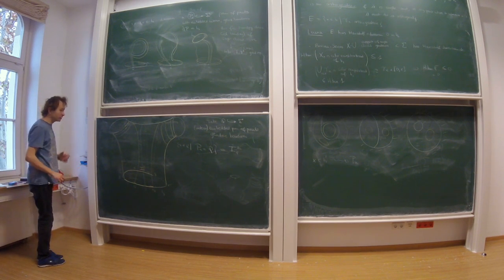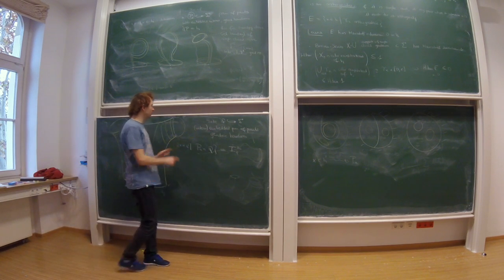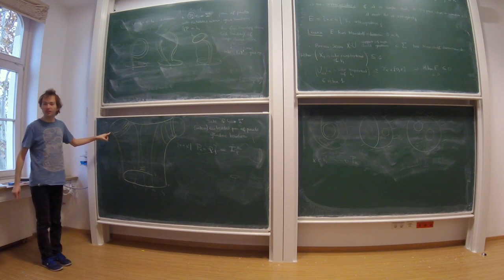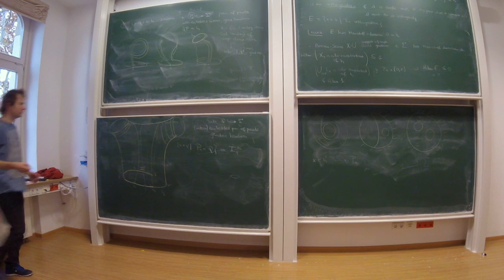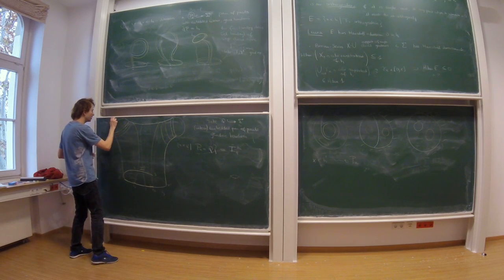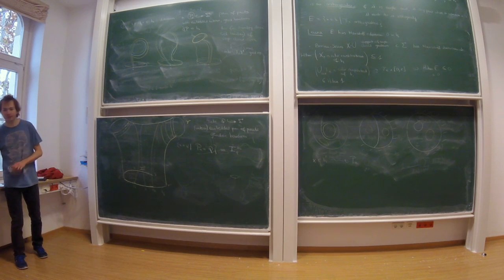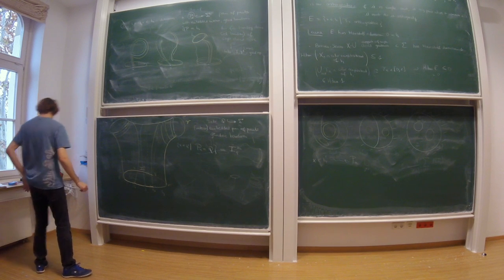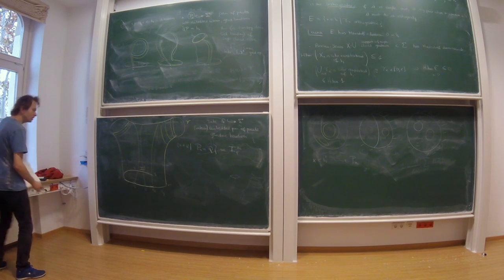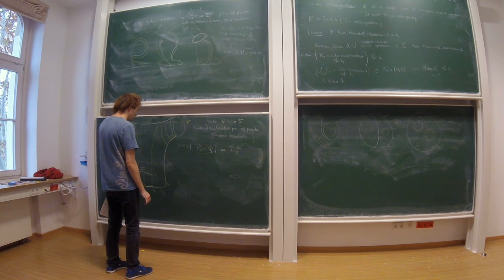Now I could try to look at the other situation, where I look at a pair of pants which has two boundaries here interior to the surface. So now instead of just gamma and B_n, I have gamma prime and gamma. Then the situation is a bit different, because what's happening?